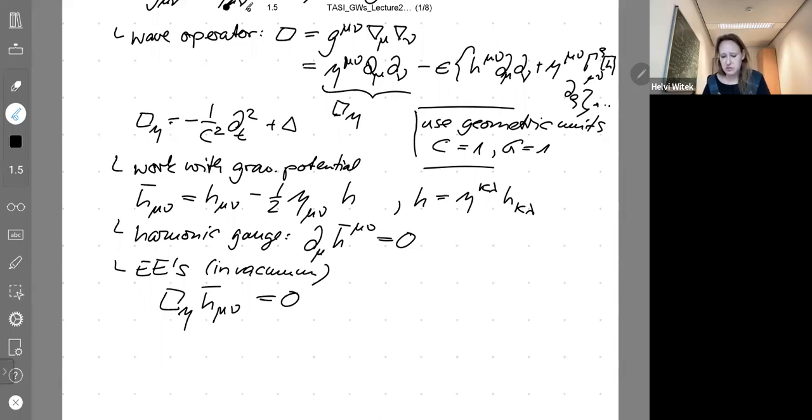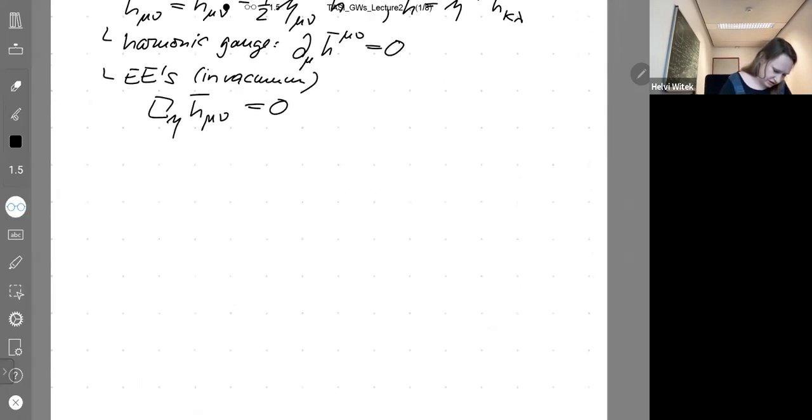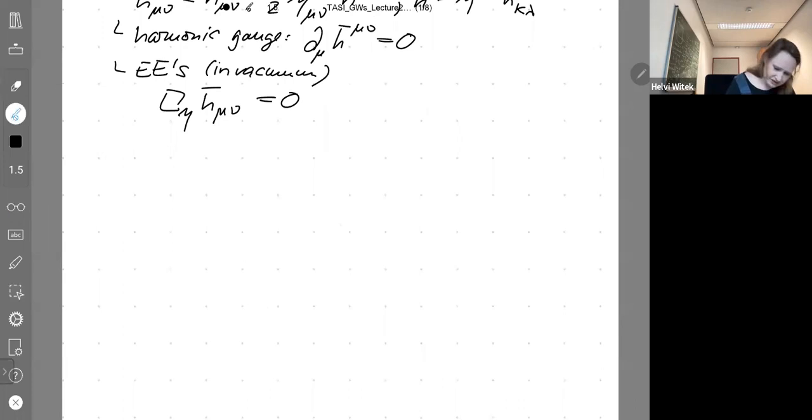And what I want to do now in the first part of the lecture is use the remaining gauge freedom that we still have to really identify the gauge invariant radiative degrees of freedom in our metric. That is our last section in this chapter, section 2.4. We will introduce a gauge that's known as transverse traceless gauge.